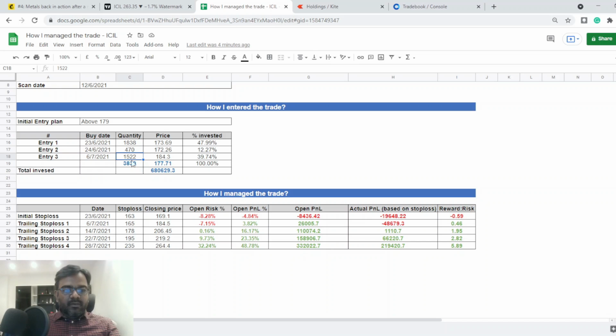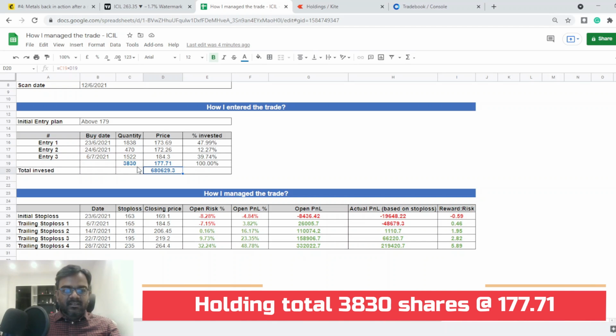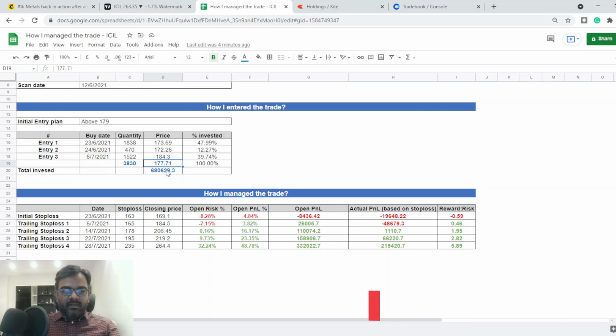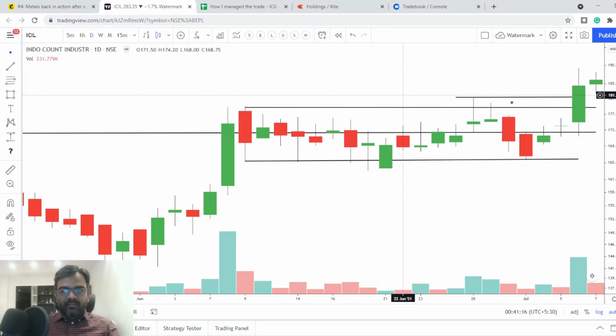Now my overall money that I've deployed right now is 6.8 lakhs. That's the total money I've deployed. So I have 3,830 shares at 177.7 rupees. Right, so that's the overall quantity. Now, as of 6th July, my stop loss has now come to 165. As of that day, the closing was 184.5. Right, the closing was 184.5.